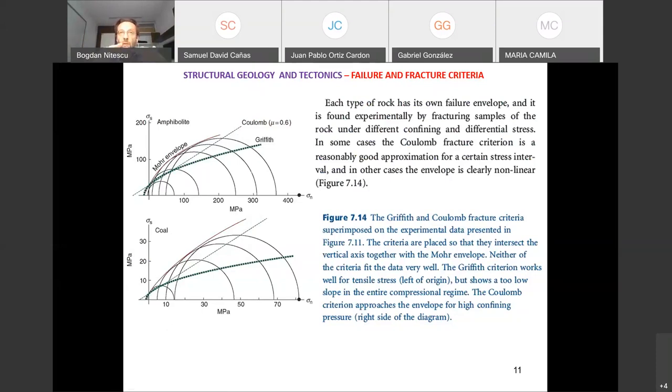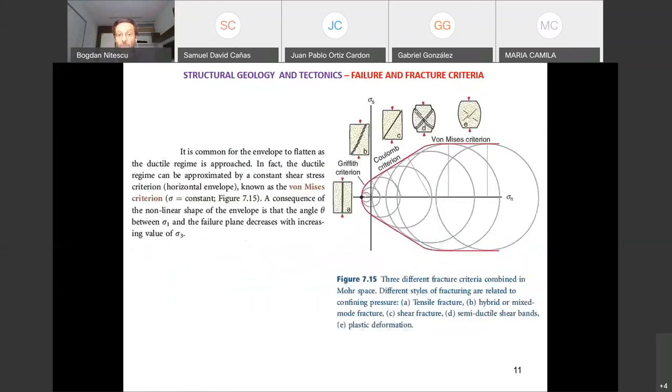So we started from a particular case, which was very simple, like a straight line, the Coulomb criterion. But we have to understand that nature offers us such complexity that we generalize and we have more envelopes. Now, here I'm presenting you an even better perspective, because we studied a bit of rheology, what happens, yeah? And initially, we do have a brittle style of deformation, but then we go into the ductile style of deformation.